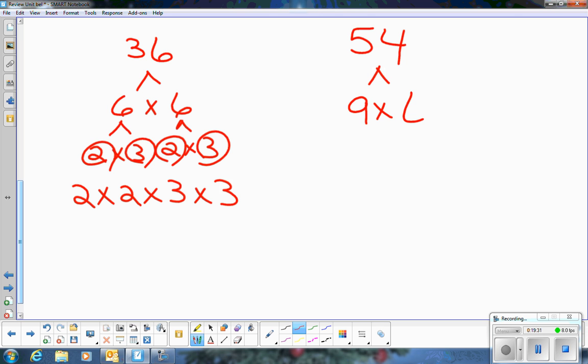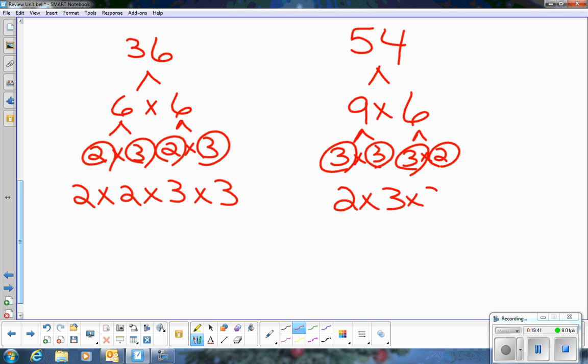Okay, because again, we can do these more than one way, and you can choose. But no matter how you do them, we're all going to end up with the same answer. So if we're not the same, then you have made a mistake somewhere. Okay. 36 should be 2 times 2 times 3 times 3. Remember, you organize them, least to greatest. And 54 is 2 times 3 times 3 times 3. Keep going.